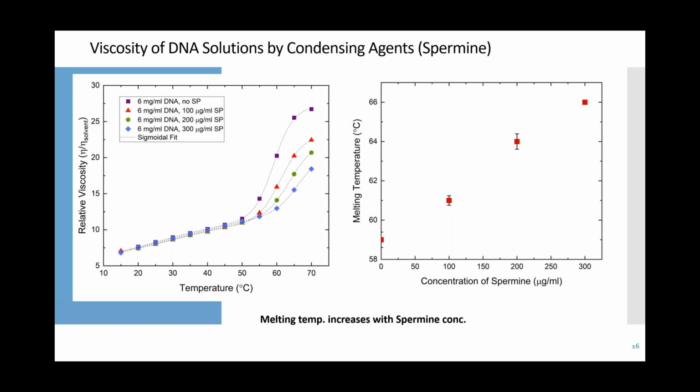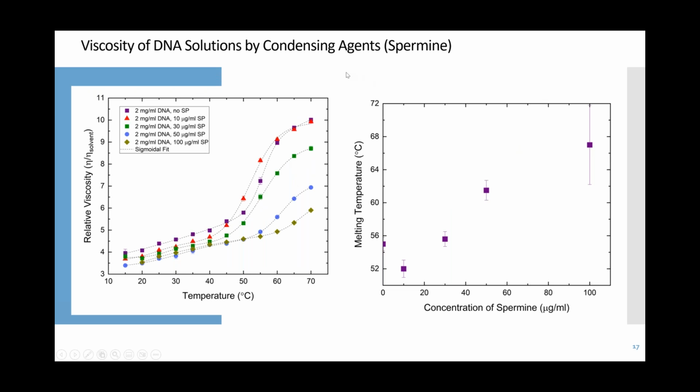So we performed the same temperature sweep experiments with another concentration of DNA, which is 2 mg per ml, and 5 different concentrations of spermine. The plot on the left shows the relative viscosity as a function of temperature. These samples show the same trend as 6 mg per ml DNA, such that increasing the concentration of spermine increases the melting temperature and reduces the viscosity. Also, the plot on the right shows melting temperature as a function of concentration of spermine, as expected and as we discussed a few minutes ago. With increasing concentration of spermine, melting temperature increases.